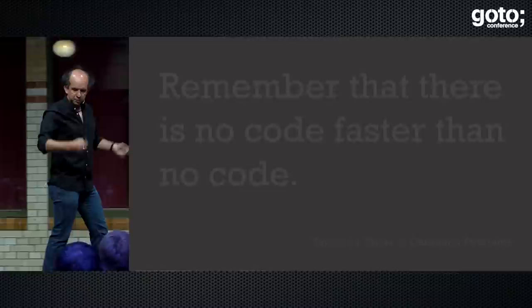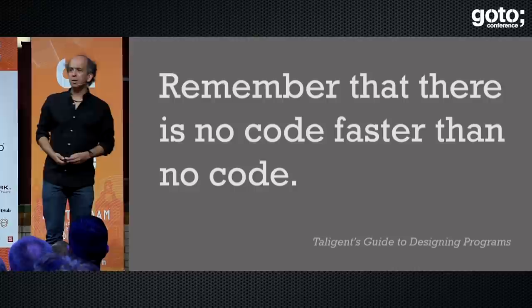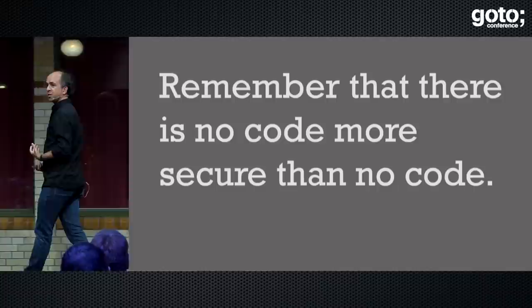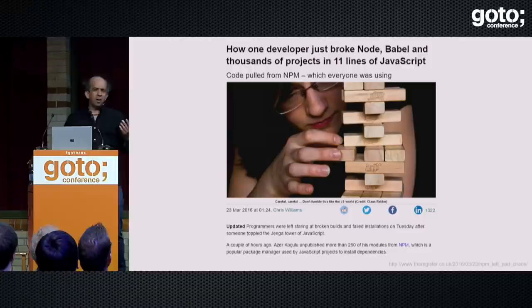So, observations from this. First observation. There is no code faster than no code. That's from the Intelligent Guide to Designing Programs. There is no code more secure than no code. It's really difficult to hack something when it isn't there. And that's one of the key things. If you want to reduce the surface area, reduce the volume. Then we have other things. And we go, oh, well, that's fine. We're using JavaScript.